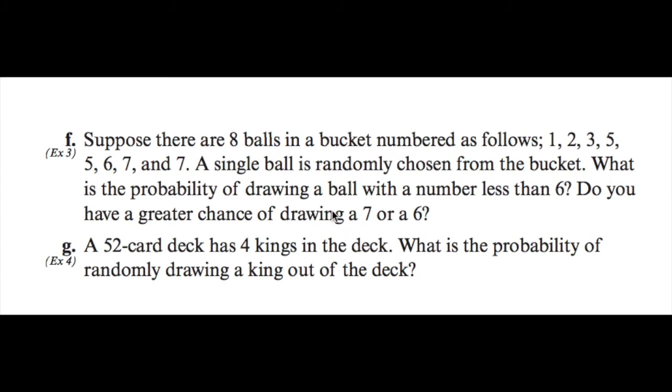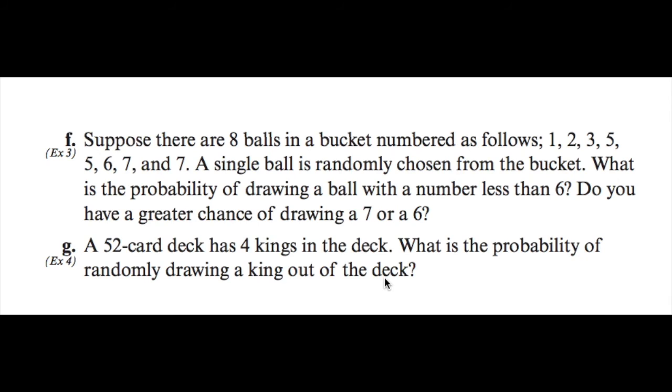Letter G. A 52 card deck has 4 kings in the deck. What's the probability of randomly drawing a king out of the deck? If you've ever played 52 card pickup, you know that there are 52 cards in the deck and you've got to pick those up if they're thrown on the floor. Those 4 kings are from the 4 different suits. Those 4 different suits are hearts, diamonds, clubs, and spades.